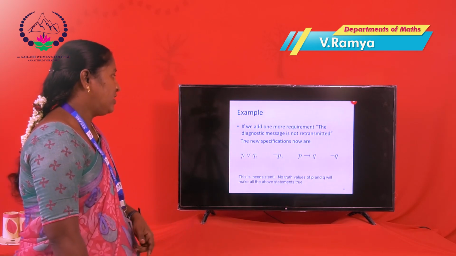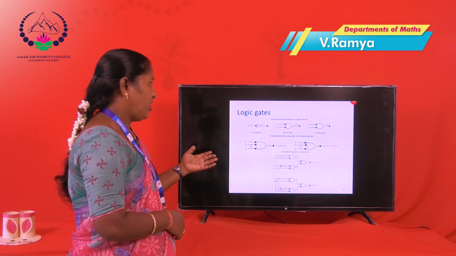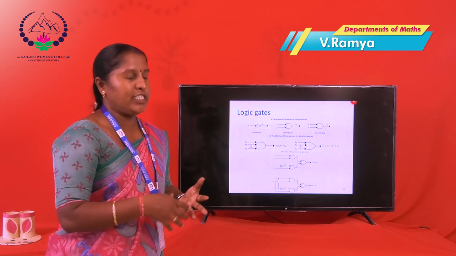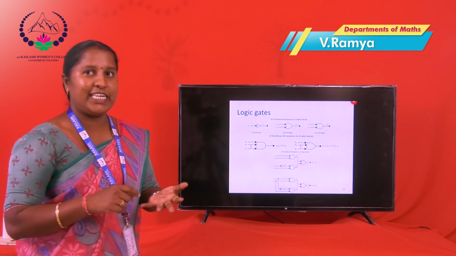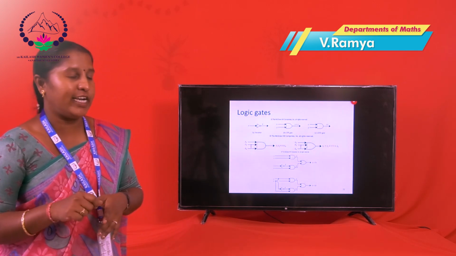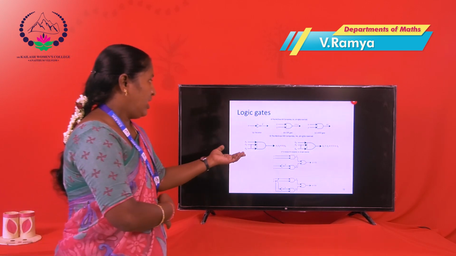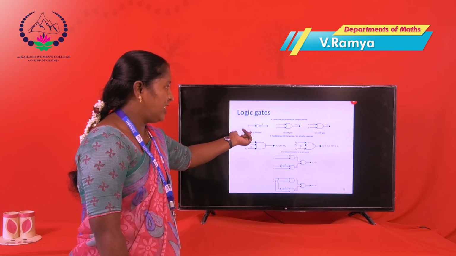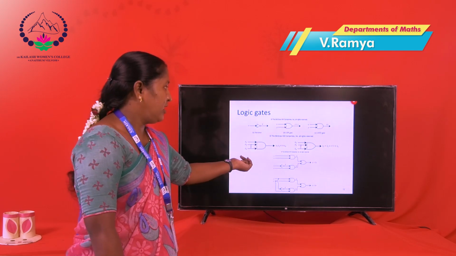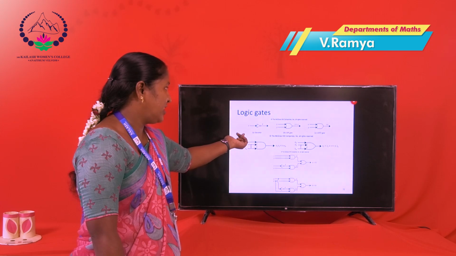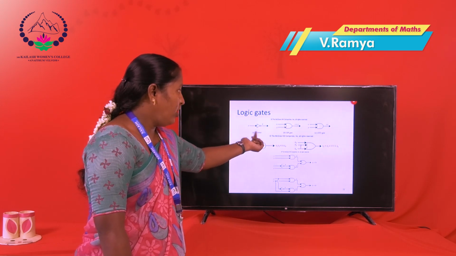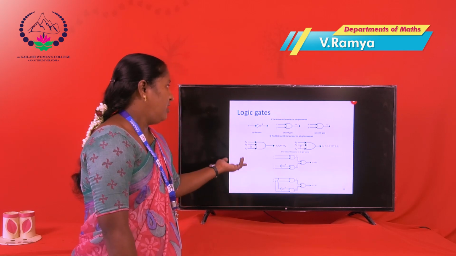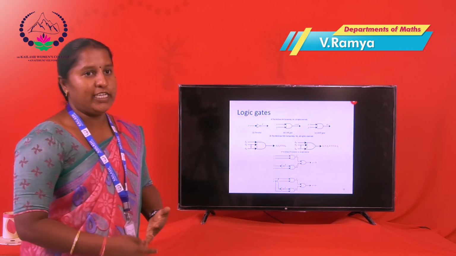The next one is another example, logic gates. We use the logic operators conjunction, disjunction, negation, conditional, and biconditional, using the gate diagram. So these are the logic gates. This is used in physics graphical methods. So these are the examples of the logic gates for and, or, conjunction, disjunction, conditional, and biconditional.